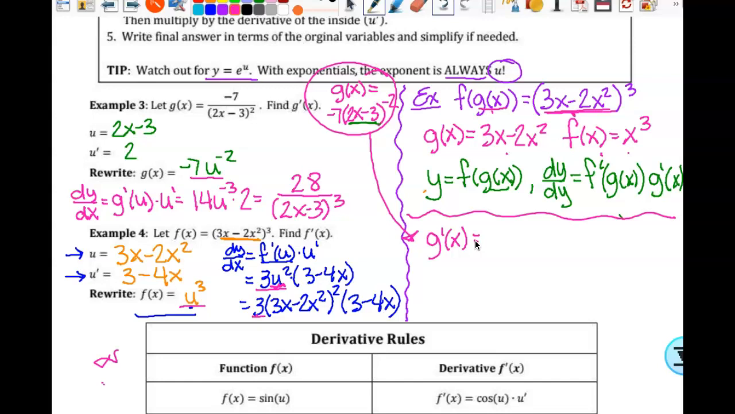It's the derivative of the outside, leave the inside alone, times the derivative of the inside, right? So if I take the derivative of the outside right here, okay, I'm leaving the green part underlined alone. That's going to give me 2 times negative 7, which is that 14, times 2x minus 3, I leave that alone, and then to the negative 3 power, times the derivative of the inside. The derivative of the inside there is just 2. And then do you see how I get the same thing? It's just 28 over 2x minus 3 to the third power.